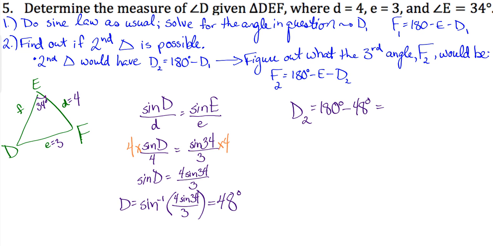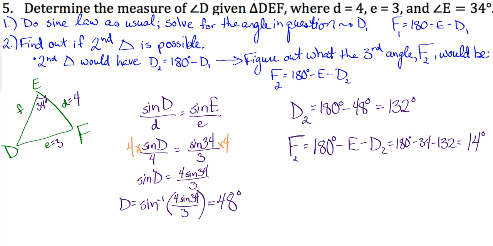Now we're checking to see what's going to happen with this second possible triangle. In order to see if the second triangle with the D angle of 132 degrees is possible, I need to figure out what angle F would be if the second triangle existed. In order to do that, I'm going to do 180 minus the other two angles in the triangle. There are enough degrees out of 180 left over for F to be 14 degrees, so that tells me that I do in fact have two possible values for D. So I could say D equals 48 degrees, and it also equals 132 degrees.